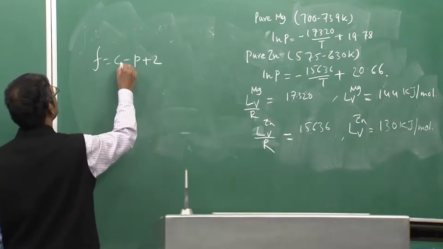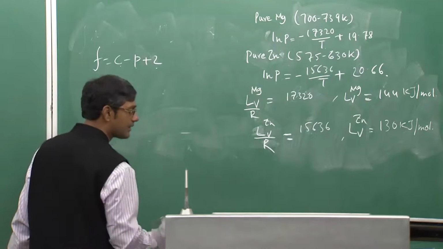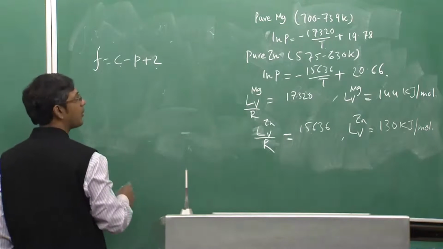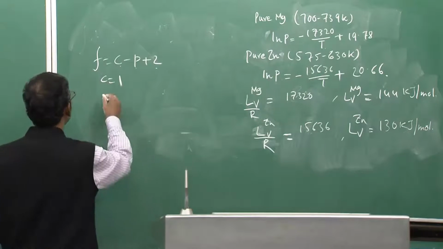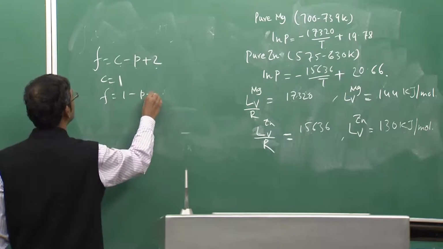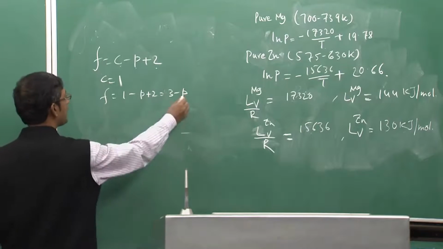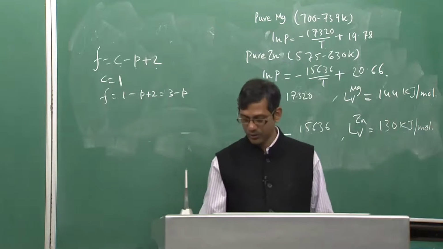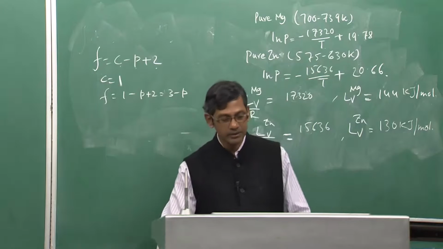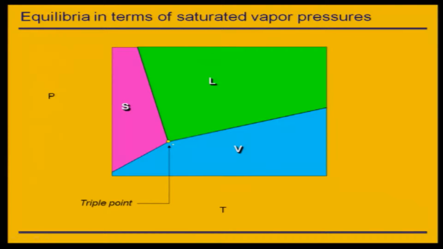So F is the degrees of freedom, C is the number of components, P is the number of phases, and 2 is this. Now in this system, this is a single component system, so C is equal to 1. So F is equal to 1 minus P plus 2, that is equal to 3 minus P. P is the number of phases. Now for a field like liquid, only one phase is present, P is 1, so F is 2.